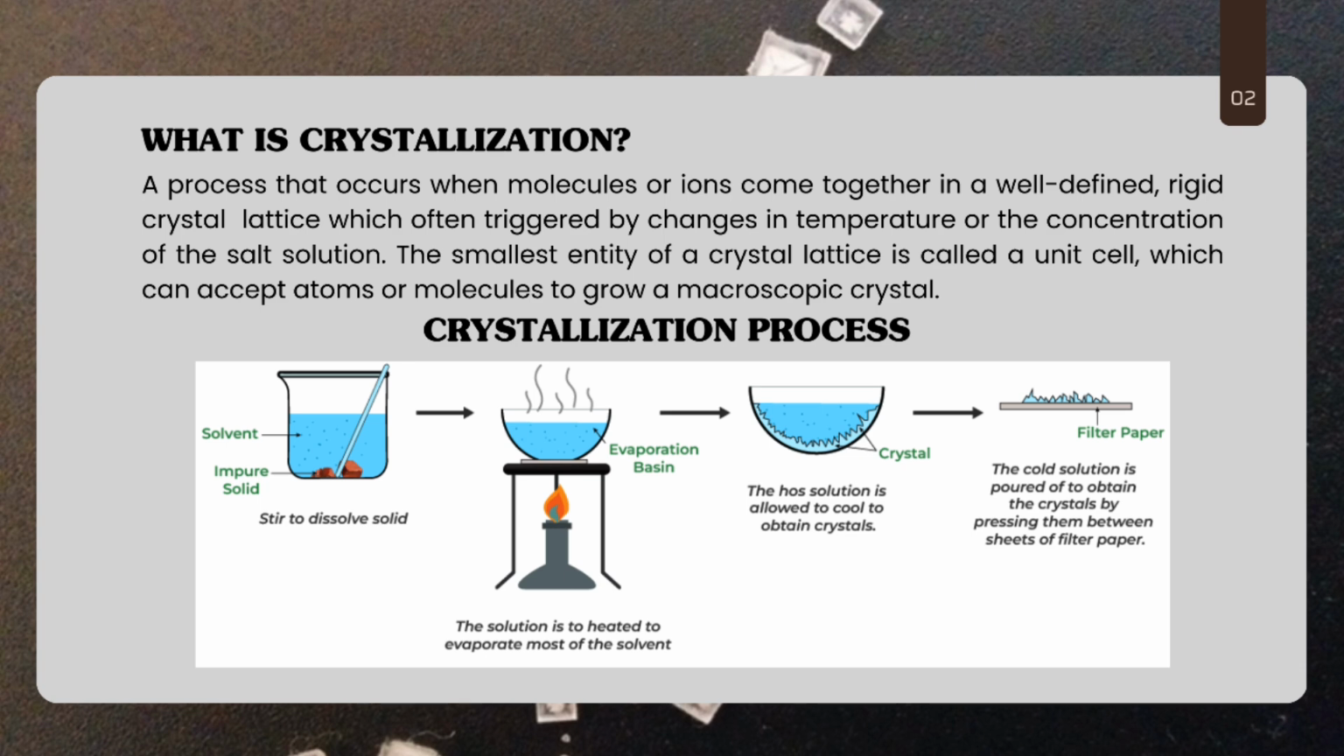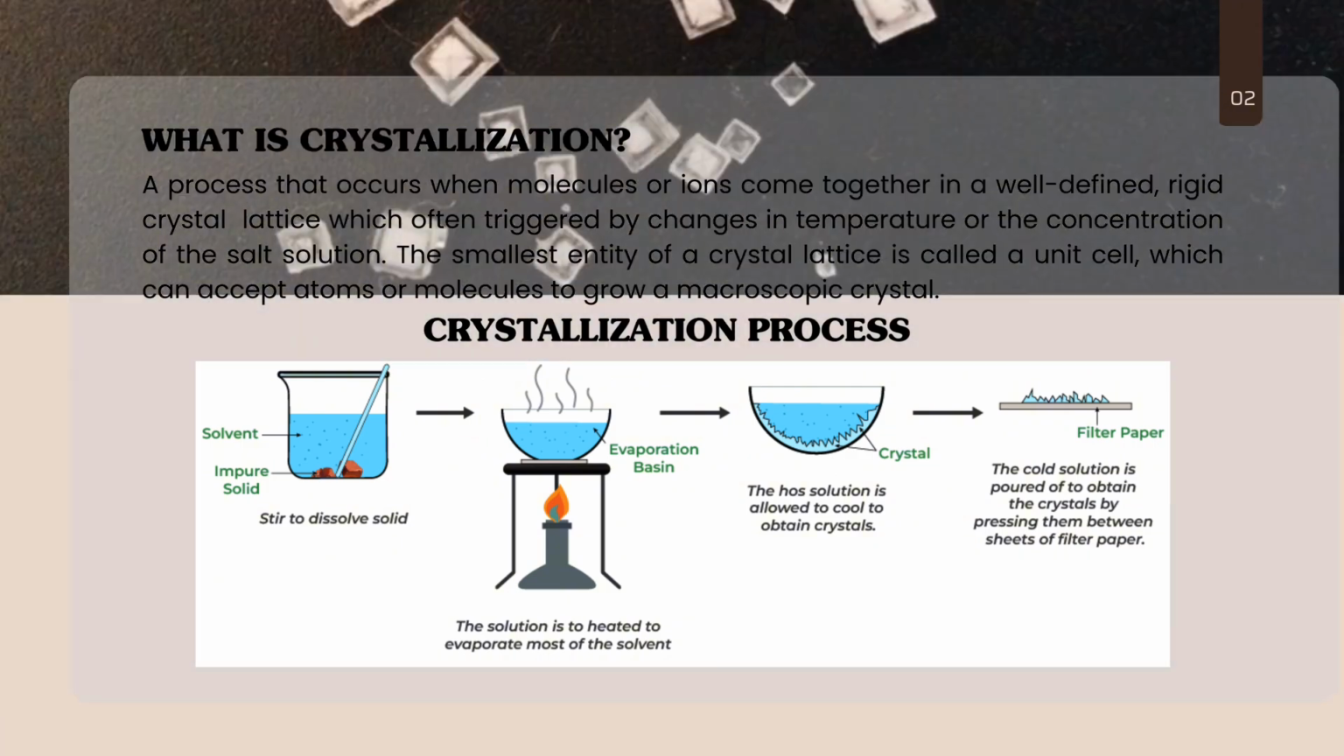Next, the solution is transferred to an evaporation basin and heated using a flame. The heating process causes most of the solvent to evaporate, leaving behind a concentrated solution. The diagram shows that when the solution is cooling, the solid's solubility decreases. This allows crystals to begin to form. Lastly, the crystals are collected by pressing them between sheets of filter paper to remove any excess solvent. Therefore, this crystallization process is a method used to obtain pure crystals from an impure solid.